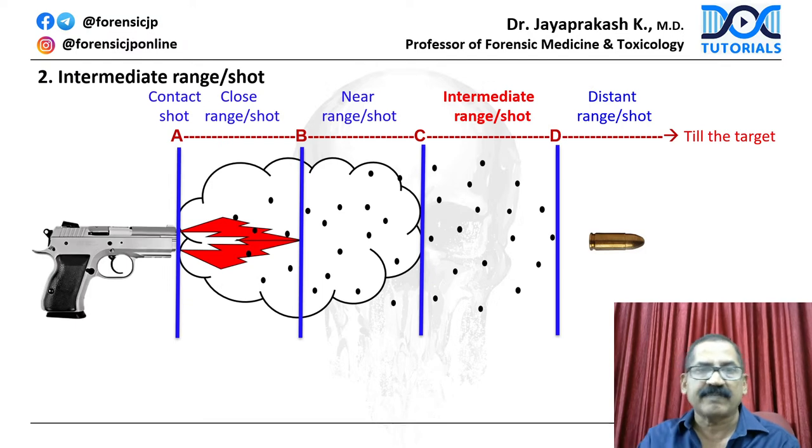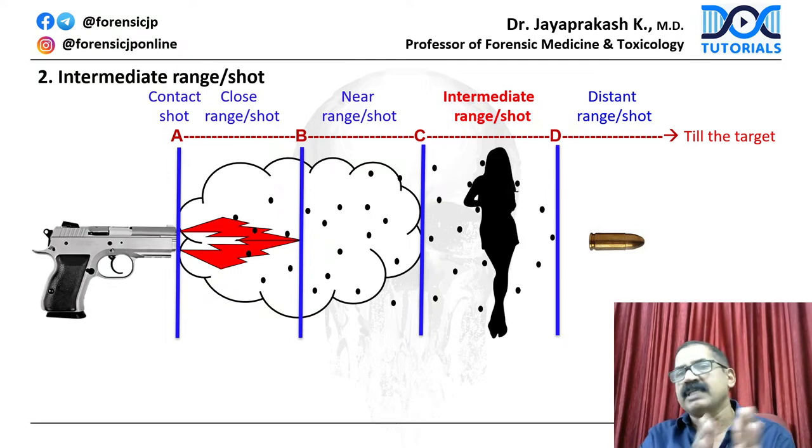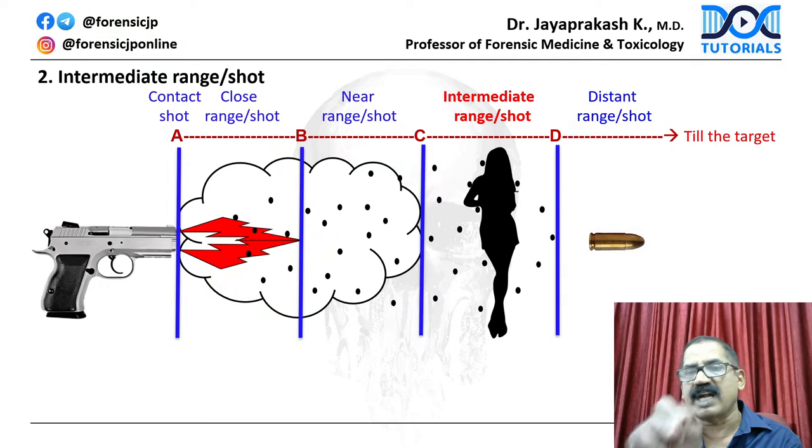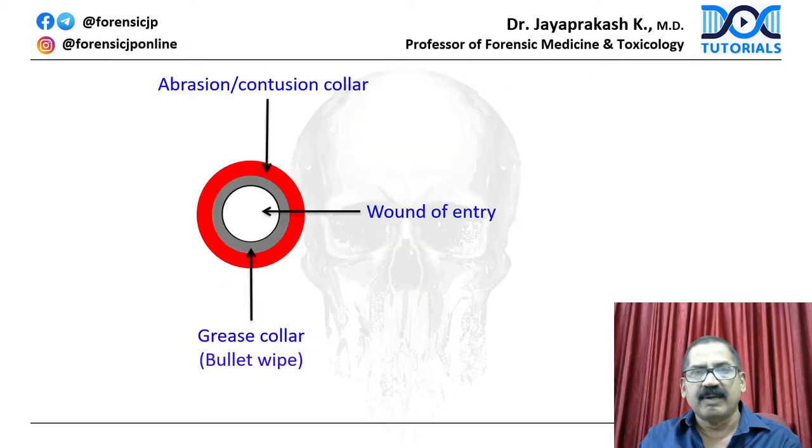Now, number two, intermediate range or intermediate shot. The person is beyond the reach of the smoke, but within the reach of the powder particles. But as I already told you, you can see wound of entry with grease collar and abrasion collar. Along with that, there will be tattooing. Okay, look here.